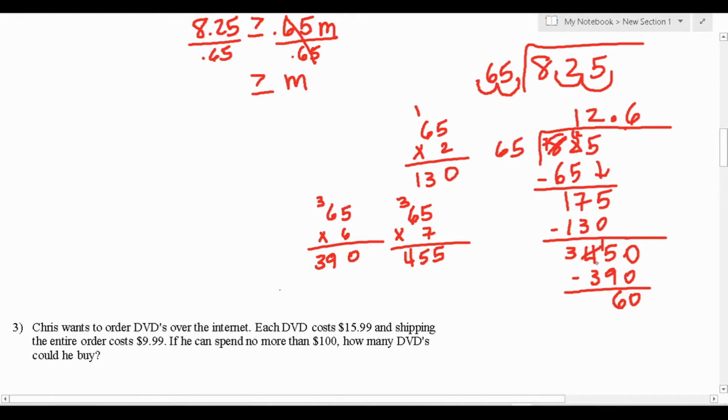3 minus 3 is nothing. Again, 65 doesn't go into 60, but we have a 0 we're dropping down. Now the question is, how many times does 65 go into 600? Well, 65 times 10 would give you 650. So this is either going to be 9 or 8. So again, without doing the work, we know this is 9 or 8, which means that we can round up this 0.6 to 12.7.